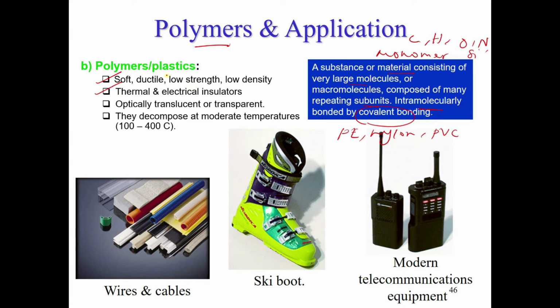It is thermally and electrically insulative. In terms of the optical properties, it can be either translucent, transparent or opaque based on the microstructure, and it easily decomposes at very low or moderate temperature of around 100 to 400 degrees C. These are several types of applications utilizing polymers. It's used as wire or cable. Second is the keyboard. Third is the packaging of modern telecommunications equipment.